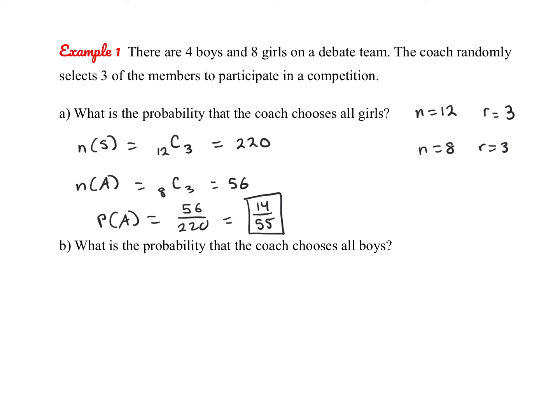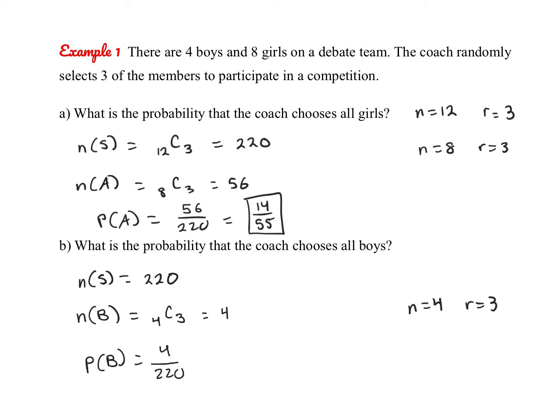The number of combinations in our sample is going to be the same as above, but for this event, let's call it event B, there are 4 possible boys to pick from, and again, the coach is picking 3 of them. So to figure that out, we would do 4 choose 3. Here that gives us 4. So the probability that the coach will pick all boys is going to be 4 over 220, which we can simplify to 1 over 55.